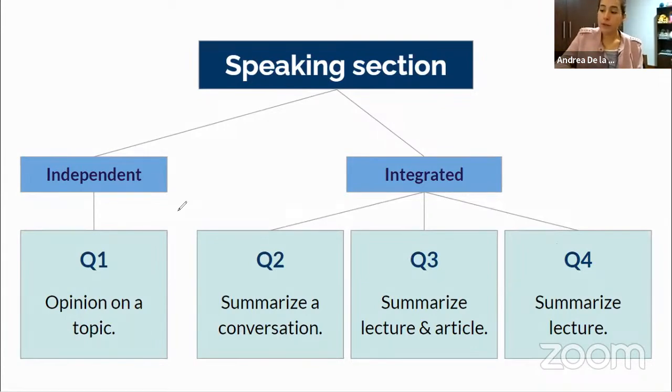We're going to see the format of each, how to answer each question, and the structure and sample responses and everything. Now, in the speaking, we have 1 independent question, question 1, and 3 integrated questions, questions 2, 3, and 4. Does anyone here by any chance know what this means, independent or integrated, when we talk about the speaking and writing sections of the test?